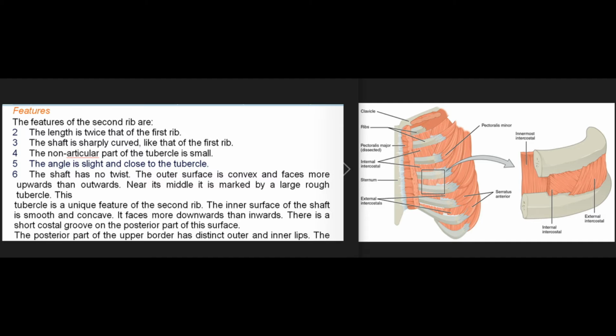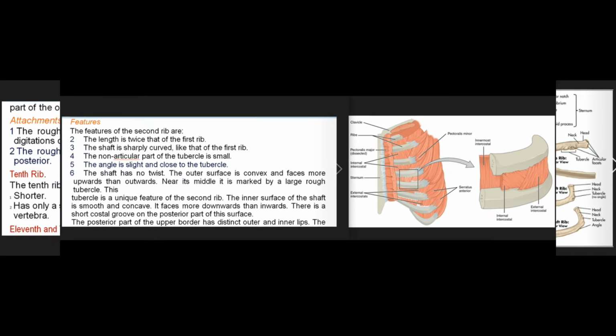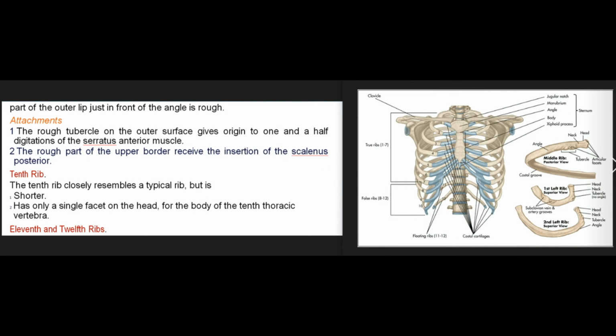The posterior part of the upper border has distinct outer and inner lips. The part of the outer lip just in front of the angle is rough. Attachments. 1. The rough tubercle on the outer surface gives origin to 1.5 digitations of the serratus anterior muscle. 2. The rough part of the upper border receives the insertion of the scalenus posterior.